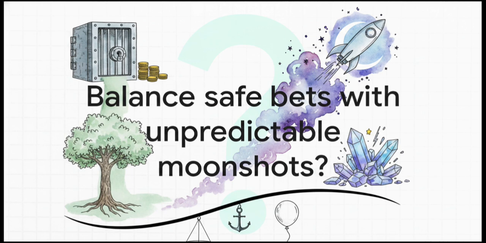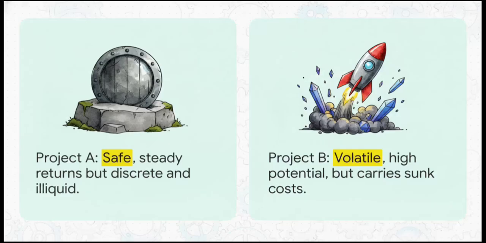And honestly, finding that perfect balance is incredibly difficult. You might be looking at Project A, your safe, steady bet, and comparing it to Project B, which is super volatile but has massive potential. Now, in the real world, these projects are what economists call lumpy. They're discrete. You can't just fund, say, exactly 44% of a project. It's usually all or nothing. Plus, they carry sunk costs. Once you pull the trigger, they're really hard to abandon without losing everything you've already put in.